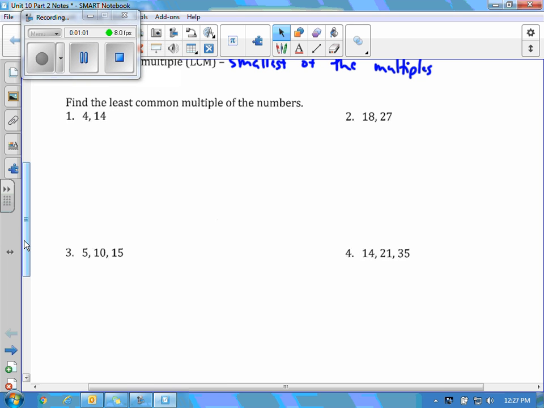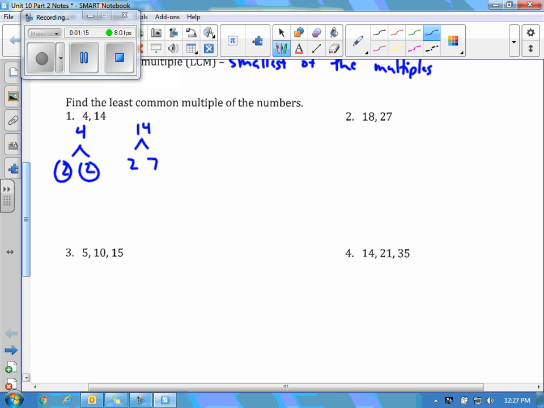We have 4 and 14. We're going to start by doing factor trees. So for 4, that's 2 and 2. I can go ahead and circle those. For 14, that's 2 and 7, the only factors. So I'm going to go ahead and circle that. The next thing I need to do is write all these factors out. So for 4, I have 2 times 2. For 14, I have 2 times 7.